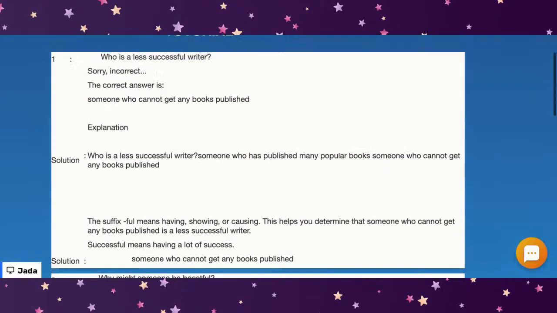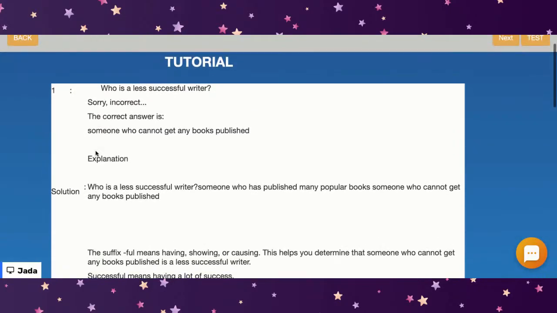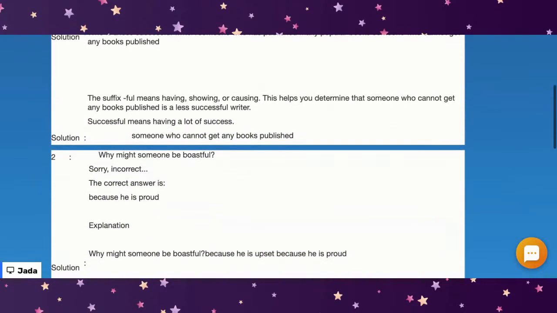Okay? So let's look at some questions. Who is a less successful writer? Less successful. So the suffix full means having, showing, or causing. This helps you determine that someone who gets any books published is less successful.